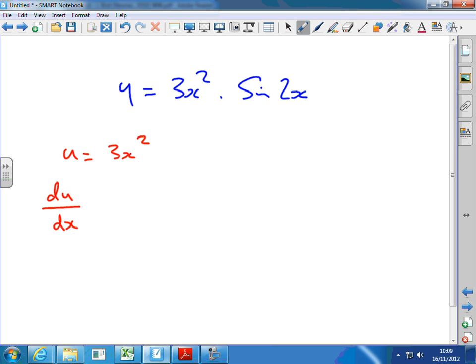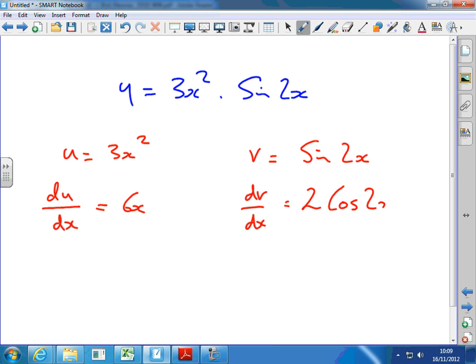So I write down what u is, 3x squared, and I differentiate u with respect to x. In this case, x is a variable, it doesn't have to be, so du by dx, using our table of differentials, bring the power down, take 1 off the power, 6x. And then, how you actually write it down is up to you, but I would go next to it and say, okay, now what's v? v is sine 2x, so now I'm going to differentiate that, dv by dx, to get the differential of sine, which is cos, and the 2 comes out, so cos 2x.